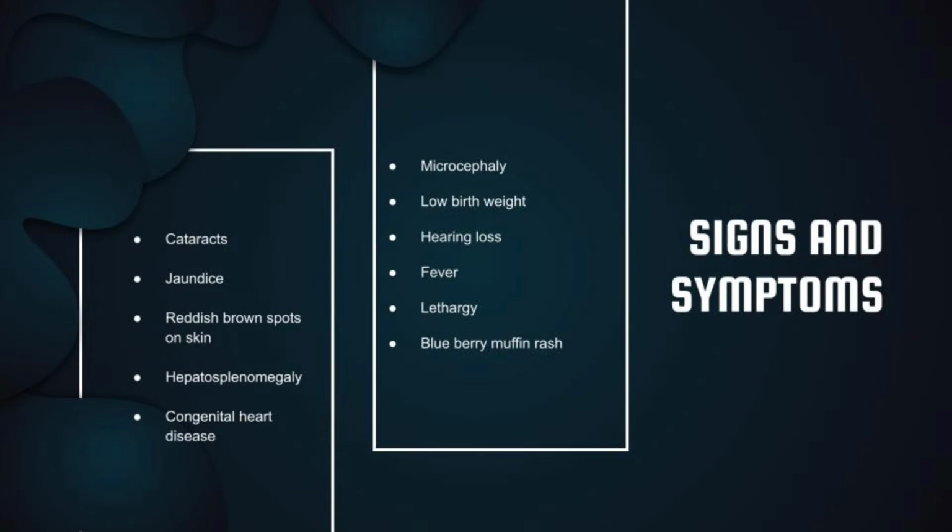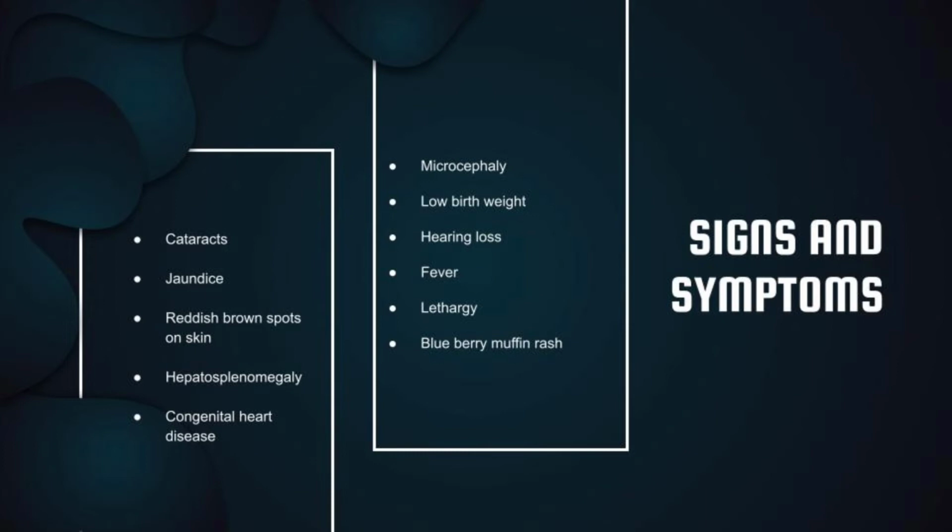Reddish brown spots on skin. Also, we have hepatosplenomegaly or HPM. This is a disorder where both the liver and spleen swell beyond their normal size due to one of a number of causes. Also, congenital heart disease. This is a general term for a range of birth defects that affect the normal way the heart works. The term congenital means the condition is present from birth.